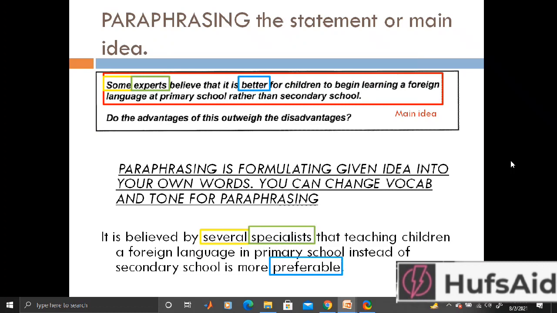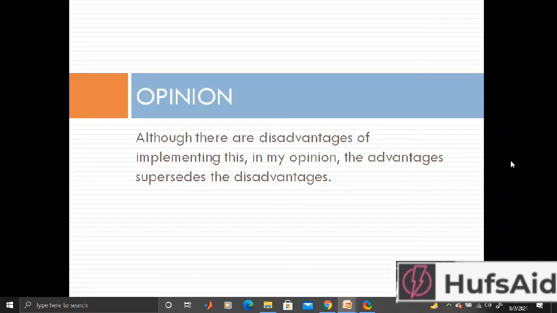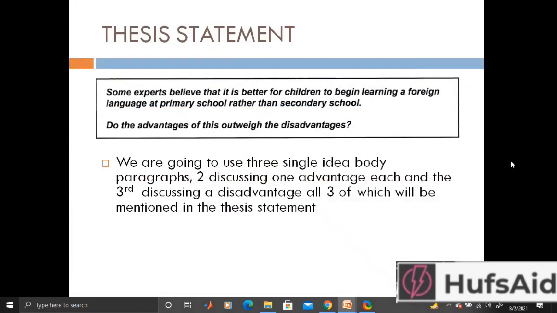Although there are disadvantages of implementing this, in my opinion the advantages supersede the disadvantages. Here I have first mentioned the disadvantages. That is why in my thesis statement I will be discussing the disadvantage first. Now the thesis statement. As discussed earlier, we need to give two advantages because we are siding with the side that says that advantages outweigh disadvantages. So that is how I have written the thesis statement.